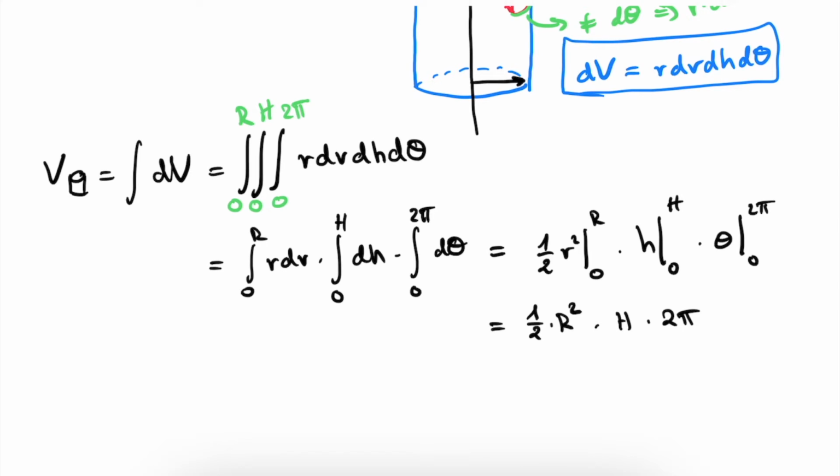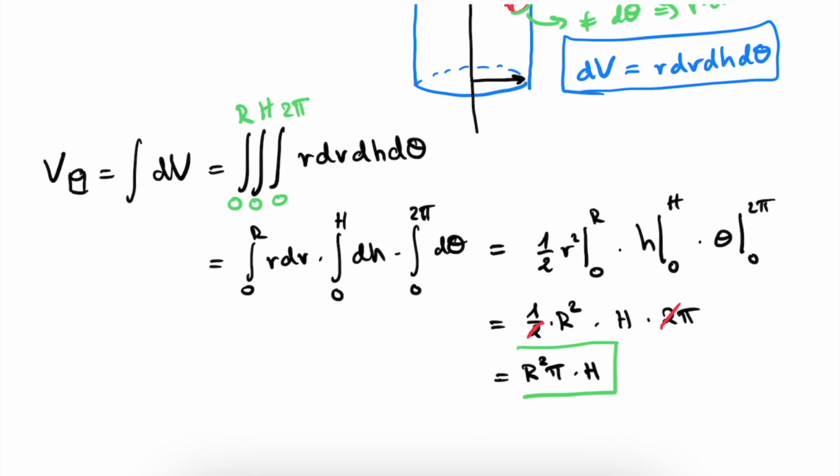And what we see, because we can cancel these two 2's away, is that we get R squared times pi times H. And this is indeed the volume of a cylinder that we know. We simply multiply the surface of the circle that makes up the base of the cylinder with the height of the cylinder. Let's now go to the next exercise where we want to calculate the volume of a cone.